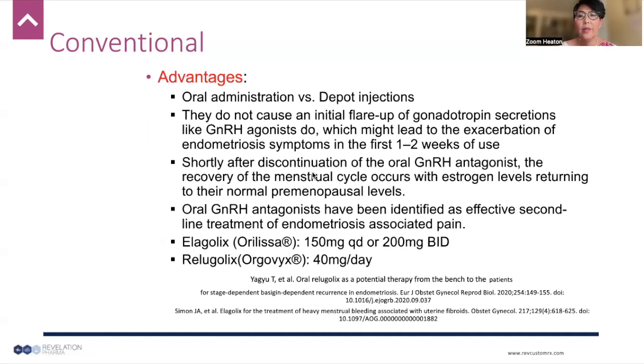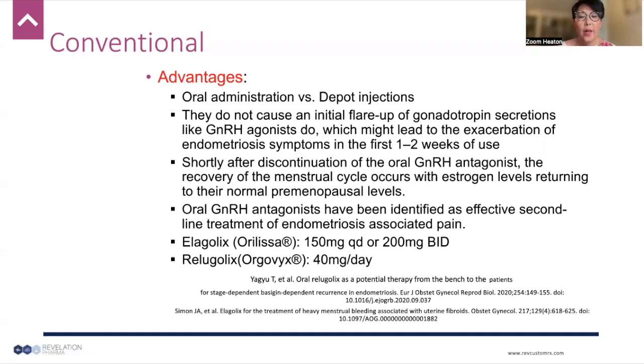They don't cause an initial flare-up of gonadotropin secretions like the agonists do, which could lead to the exacerbation of endometriosis symptoms in the first 1 or 2 weeks of use. And shortly after discontinuing the oral antagonists, the recovery of the menstrual cycle occurs with estrogen levels returning to their normal premenopausal levels. And the oral antagonists have been identified as effective second-line treatment of endometriosis-associated pain.